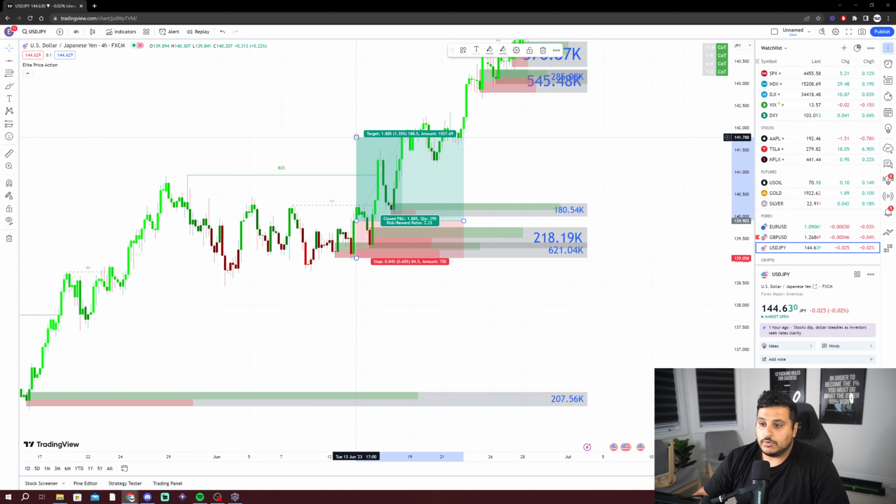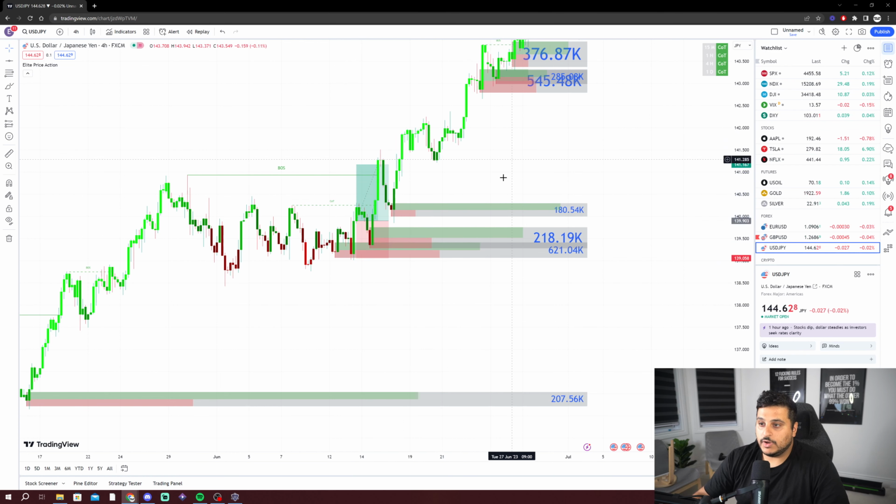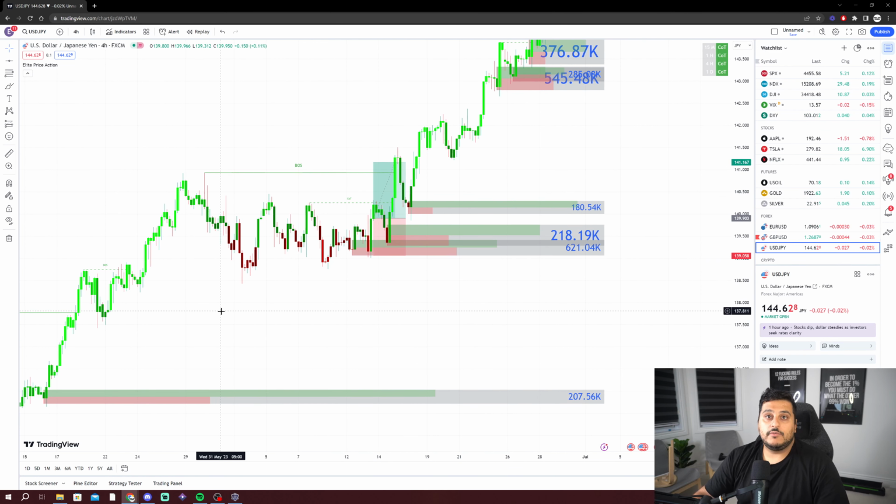And again, we would have targeted a 1.5 or 2, and we can see that we would have hit this trade again and won that trade. Very, very simple to understand. Let me show you guys some bearish examples.